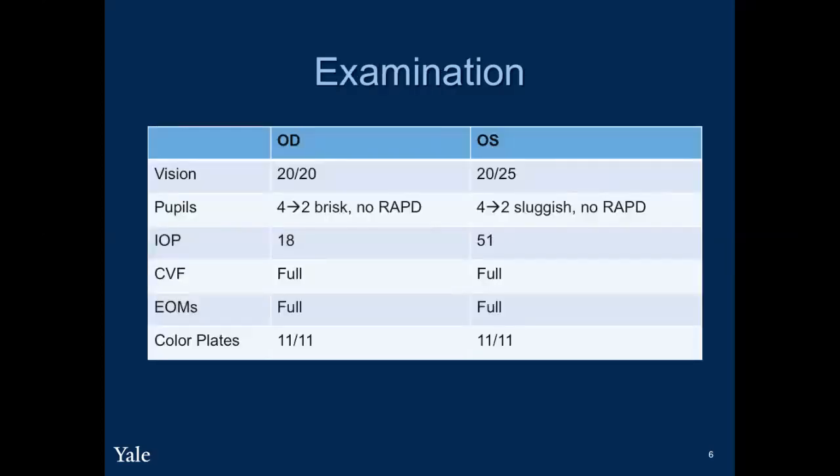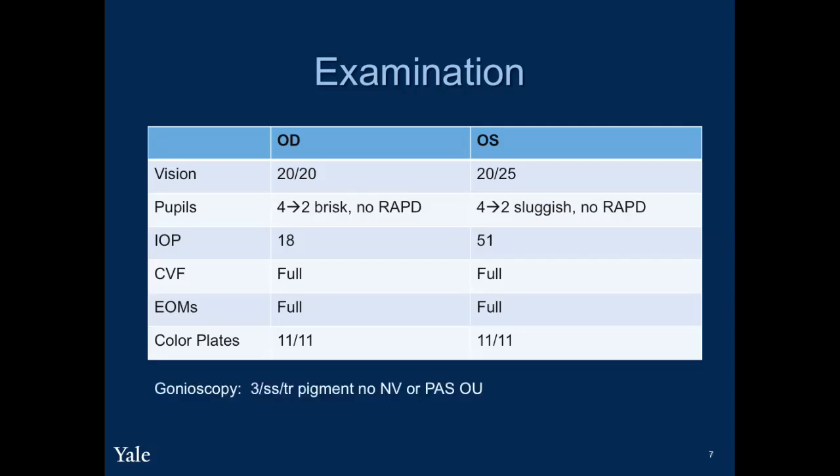On exam, his vision was 20/20 in the right eye and 20/25 in his affected eye. Pupils were 4 to 2 brisk with no RAPD in the right, and 4 to 2 sluggish with no RAPD on the left. IOP was 18 on the right, 51 on the left. Confrontational visual fields, extraocular motility, and color plates were full in both eyes.